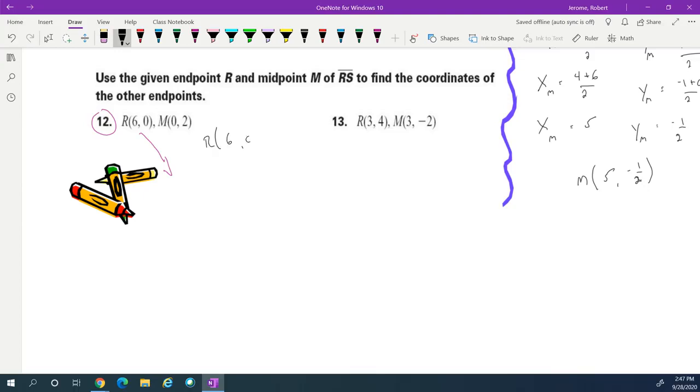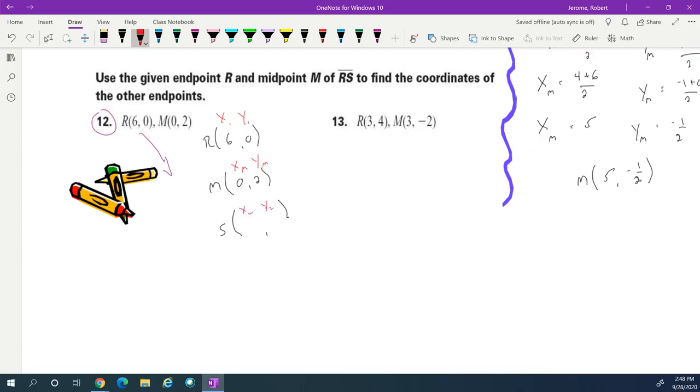R, which is 6, 0, that's one end. So I'm going to call that x1 and y1. M, which is at 2, 0, that's the middle. So that's x middle, y middle. We're looking for the other point, so we're looking for S. That's what we're looking for right there, S, which is x2, y2.